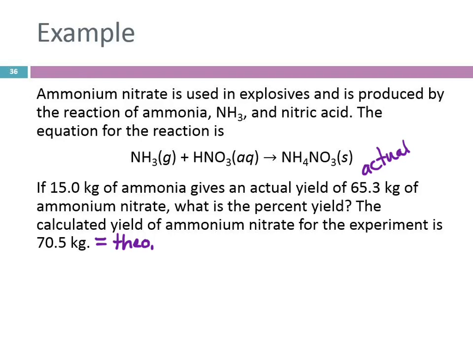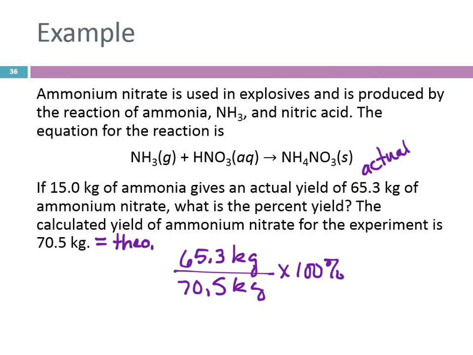So actual over theoretical is what percent yield is. So 65.3 kilograms divided by 70.5 kilograms times 100%. The units do need to cancel out. 65.3 divided by 70.5 times 100. 92.6%. Again, really nice yield. Any questions?